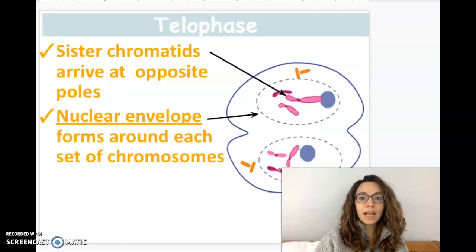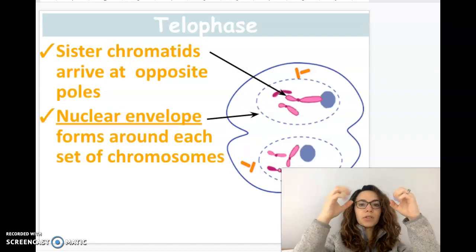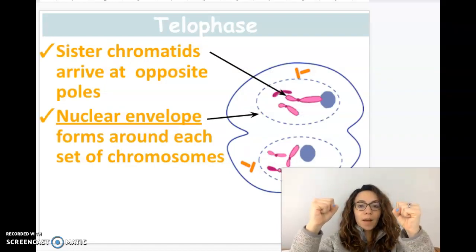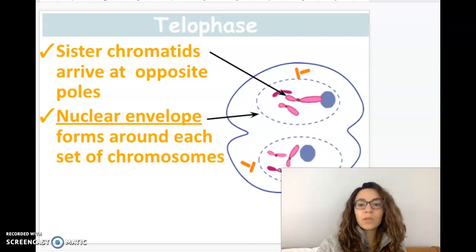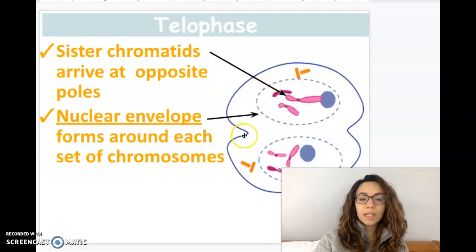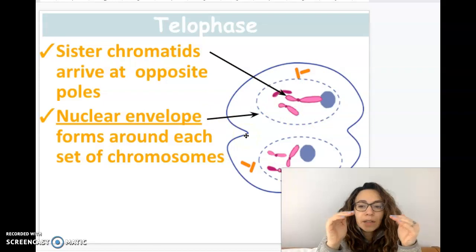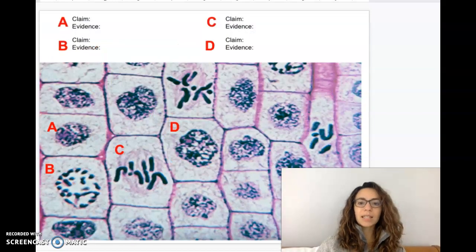And finally, telophase is when the sister chromatids have finally arrived at opposite poles of the cell and a new nuclear envelope can form around each set of chromosomes. Okay, so we've got 2 new nuclei forming here. And you can see the cell membrane is starting to cleave. It's starting to separate. All right, take a second, see if you can identify what phase these cells are in.